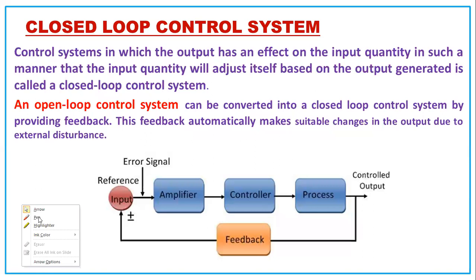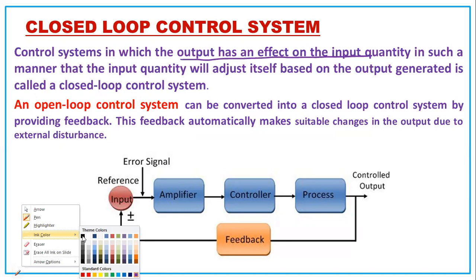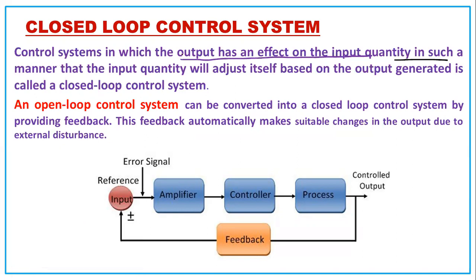Then the closed loop control system. Very important: a control system in which the output has an effect on the input signal. Then we call it a closed loop system, where the input quantity will adjust itself. The output will have some effect on the input, so the output will be fed back. If there is some error happening, then the output will be fed back. An open loop system can be converted to a closed loop system if you give feedback. You will study feedback in the next session, 1.2, positive and negative feedback.